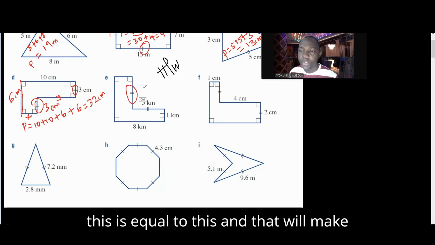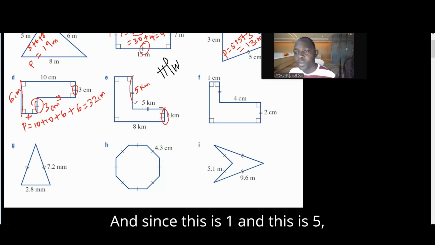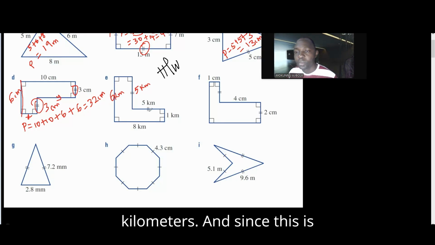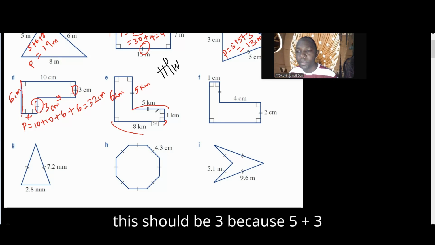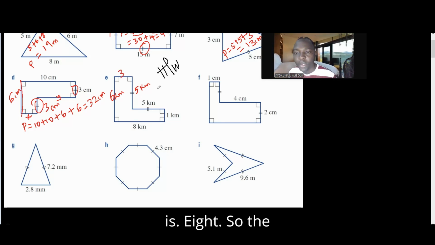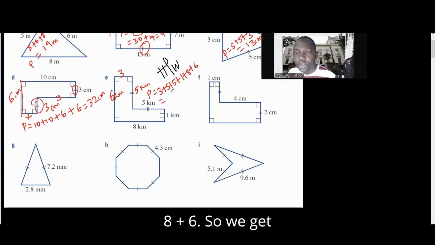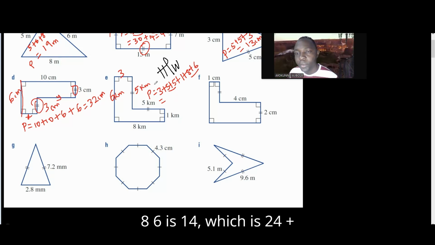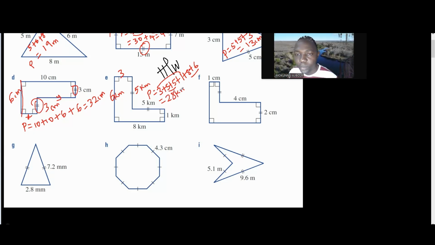Then the next one we have, this is equal to this, and that will make this one 5 kilometers. And since this is 1 and this is 5, and they're equal to this one, this will be 6 kilometers. And since this is 5 and this is 8, then this should be 3 because 5 plus 3 is 8. So the perimeter here will be 3 plus 5 plus 5 plus 1 plus 8 plus 6. So we get 5 plus 5 is 10 and 8 plus 6 is 14, which is 24 plus 4 because 3 plus 1 is 4, and that will be 28 kilometers.